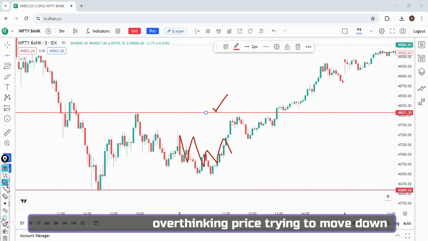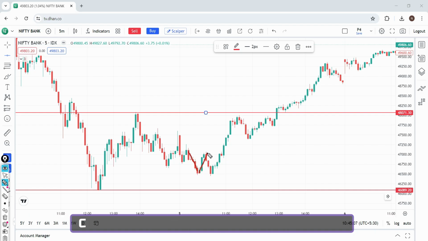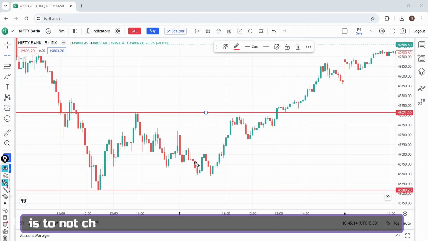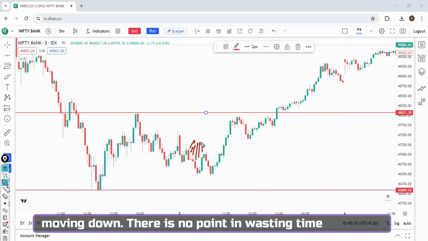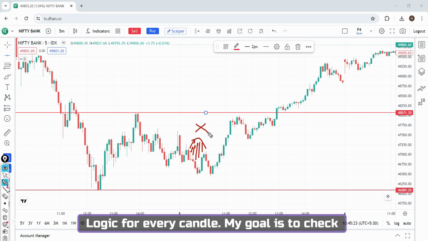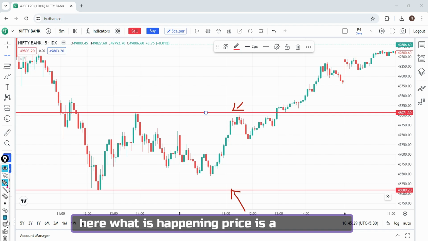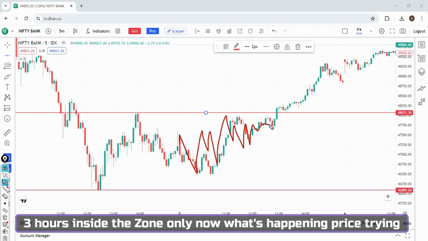Sir, price is trying to move down here, can we buy a put option? Price trying to move up, can we buy a call option? Try to understand. If you are a price action trader, your goal is not to check every candle, one candle moving up, one candle moving down. There is no point in wasting time finding logic for every candle. My goal is to check what is happening around the reference level. So here, what is happening? Price has been almost 1, 2 or 3 hours inside the zone only.